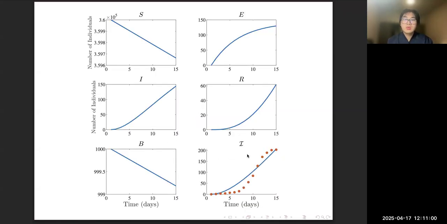This is the simulated data that we got from fitting our model. The orange dots in the bottom right are the cumulative infected population, and the orange dots are the actual data set that we had. While we weren't able to get a perfect fit, since this was a very small time population, we were able to generally capture the basic dynamics. And this is the rest of our simulations for our S, E, I, R, and B.